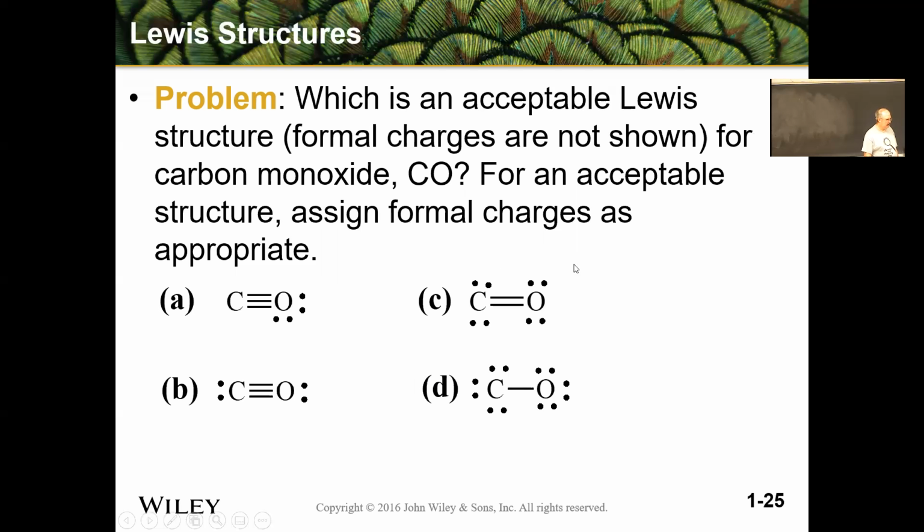So right away in structure A, we have 2, 4, 6, 8, 10. So that's already a violation of the octet rule. So that's not a valid structure. Letter B is correct. We have 10 valence electrons and everyone has an octet. It turns out that C and D both have too many valence electrons.